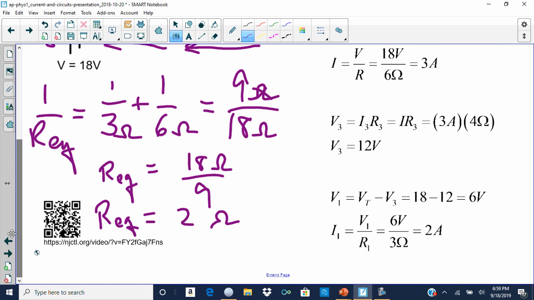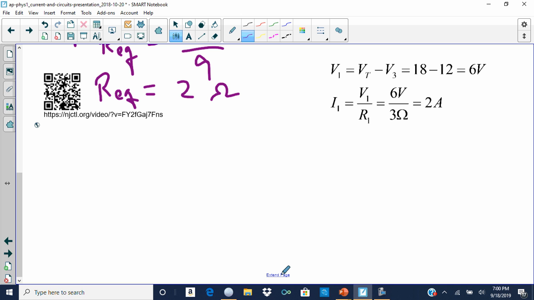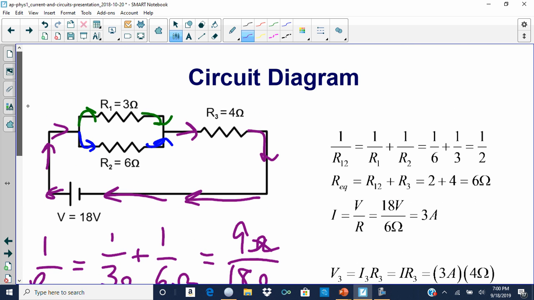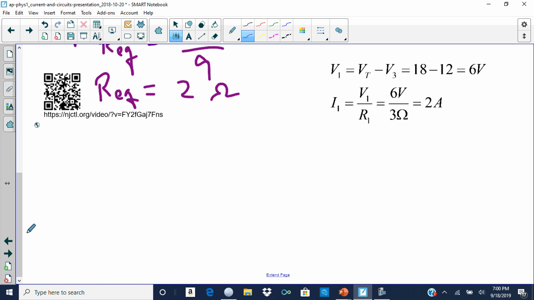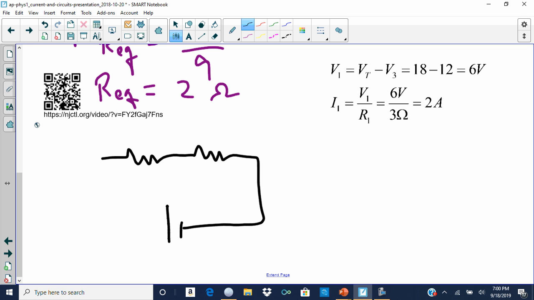Now what I'm going to do is redraw this circuit with that new resistor. I've found the resistance here, so I'm going to redraw this now. So now I have one resistor, and then the battery. I'm going to call this 2 ohms. And what was the previous one? 4 ohms.